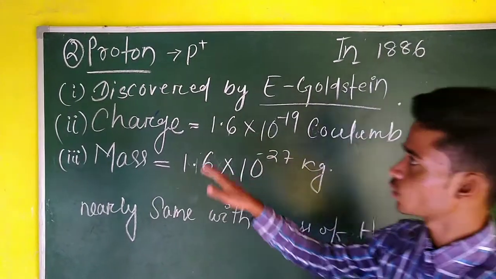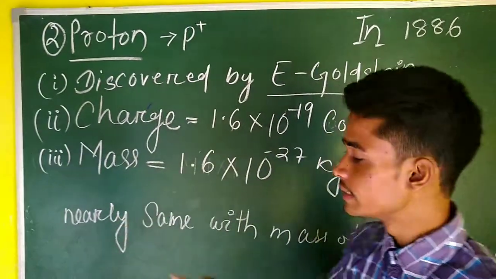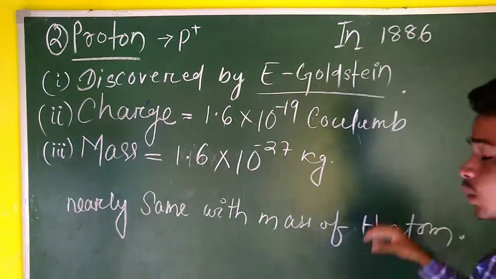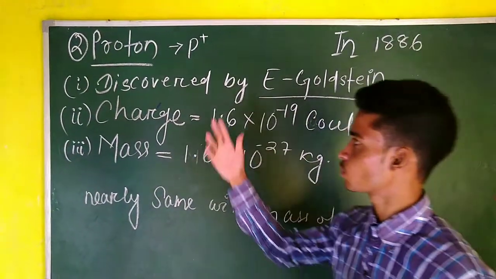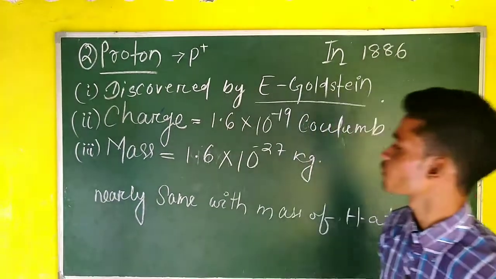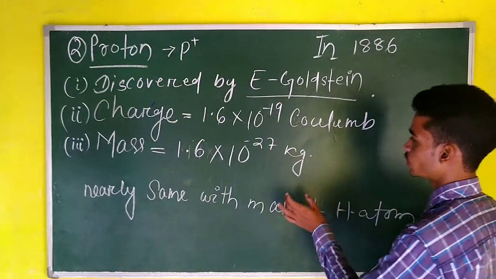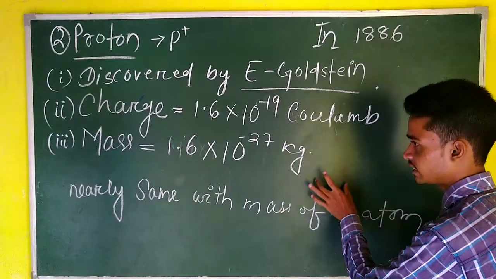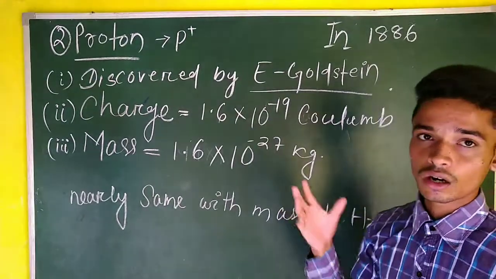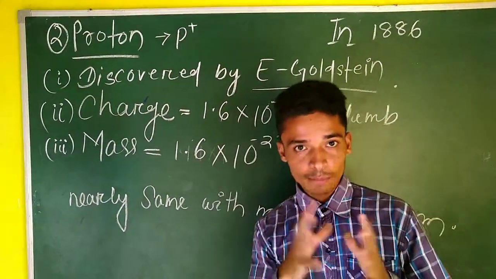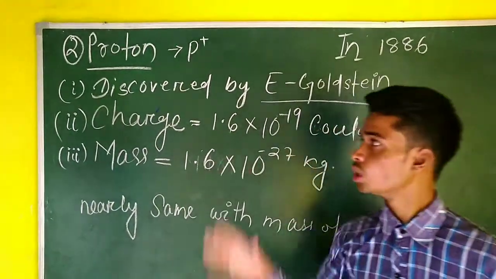And what is the mass of proton? Mass of proton is nearly equal to the mass of hydrogen atom. So what is the mass of proton? Mass of proton is 1.6 into 10 to the power minus 27 kg. These are some important fundamentals about proton.